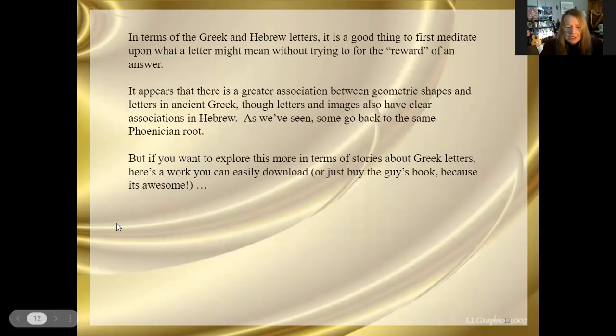In terms of Greek and Hebrew letters, it's a good thing to first meditate upon what a letter might mean without trying to get a reward for figuring it out, or as one writer says, without the lust for results. It appears that there is a greater association in Greek, like I said, with geometric shapes than there is in Hebrew. And Greek and Hebrew, as I've mentioned, largely go back to the same Phoenician root. But if you want to explore this more and explore the Greek, it's harder to find information about that.